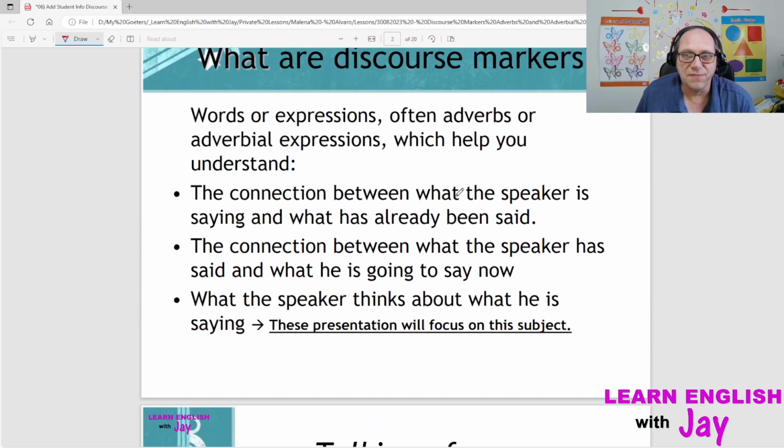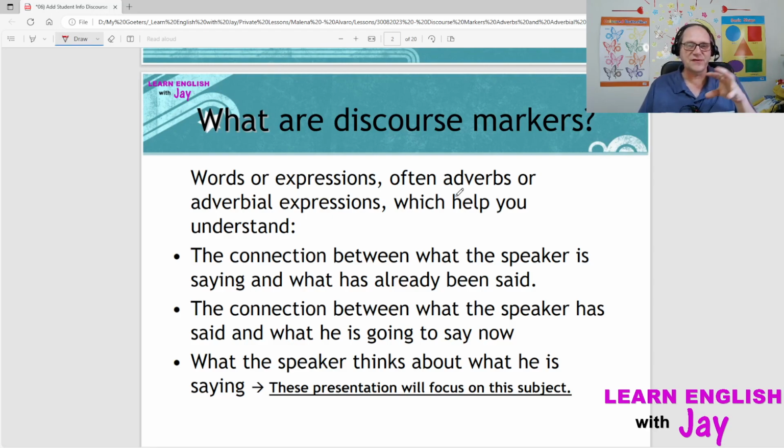All right. So before we go any further, let's find out first of all, what are discourse markers? Because these are quite important. What are discourse markers? So they are words or expressions. They are often obviously adverbs, and they help you understand three main things. First thing is that they help you understand the connection between what the speaker is saying and what has already been said.